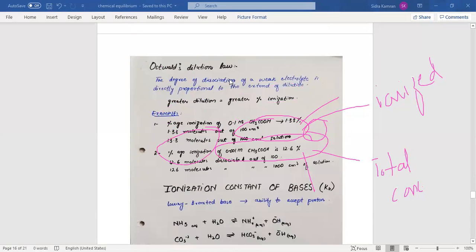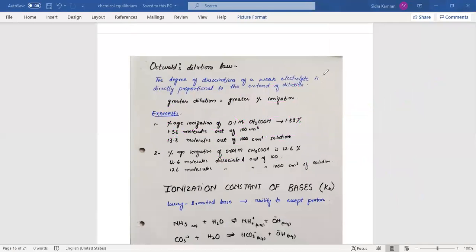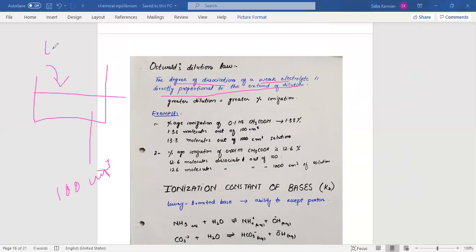The degree of dissociation of a weak electrolyte. All of these bases and acids, stronger or weaker, are considered electrolytes. Electrolytes dissociate into their ions when electricity passes through them. So the degree of dissociation, that is, how much electrolyte dissociates, of a weak electrolyte is directly proportional to the extent of dilution. If you dilute the weak electrolyte, its degree of dissociation will increase. For example, in a container, there is 100 cubic centimeters of water, and you have added 0.1 molar acid.